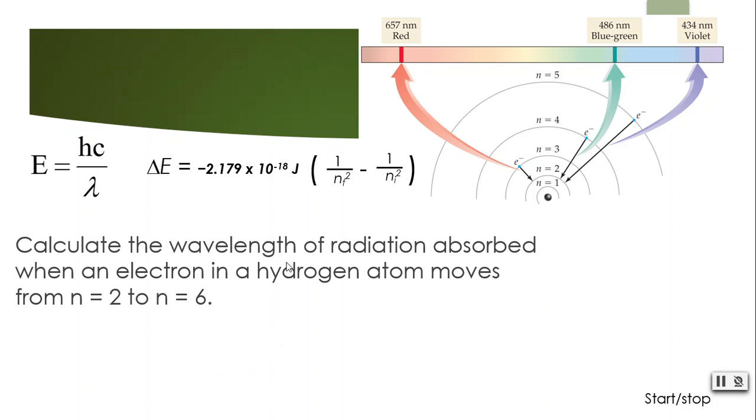Specifically, we want to know the wavelength absorbed when an electron moves from n equals 2, so that means an orbit of 2, to an orbit of 6, not shown on this picture here, but further away from the nucleus. So we need to calculate the wavelength of radiation absorbed, so we know that our energy is going to be positive. That's going to take energy to do that.